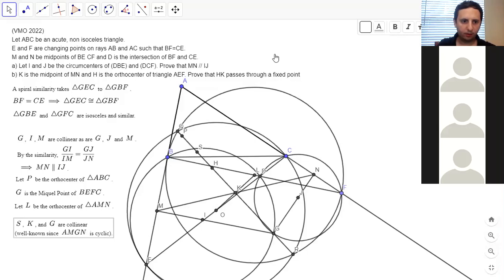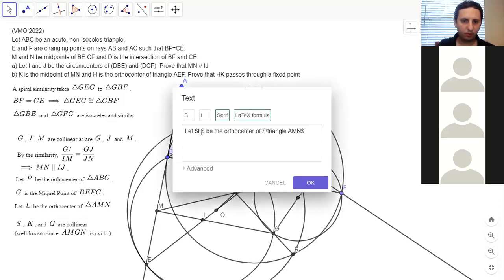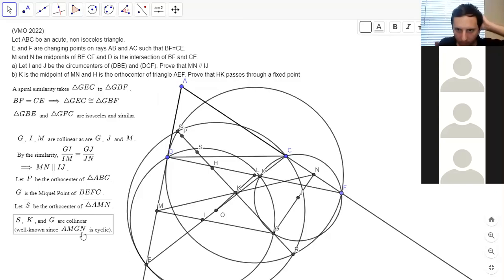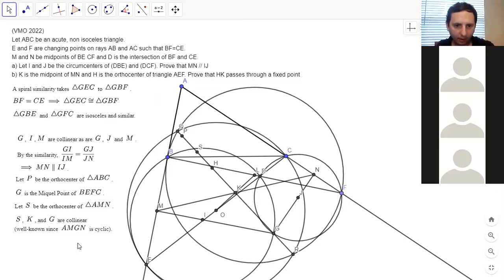And then Steiner's theorem says that S, H, and P are collinear.